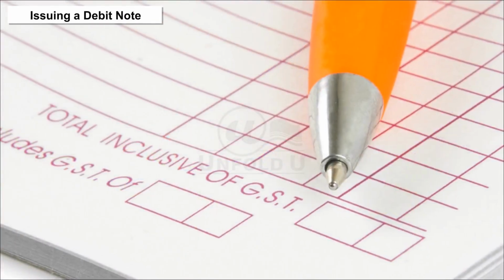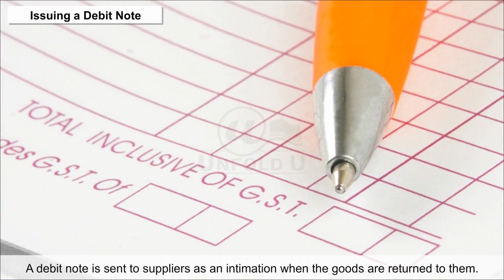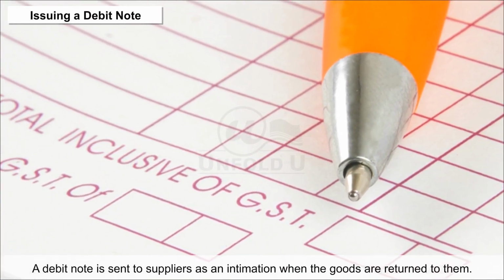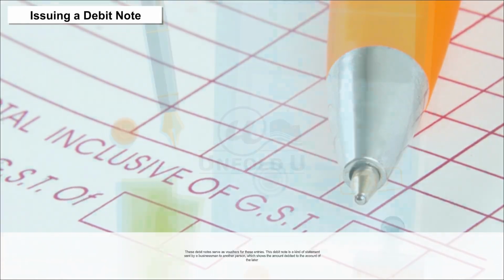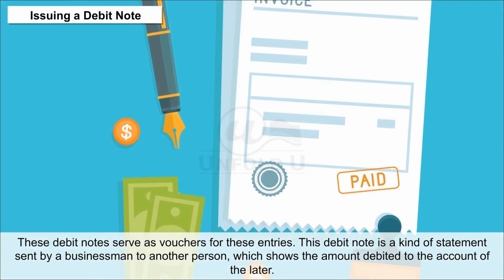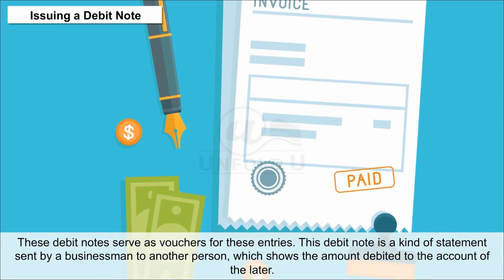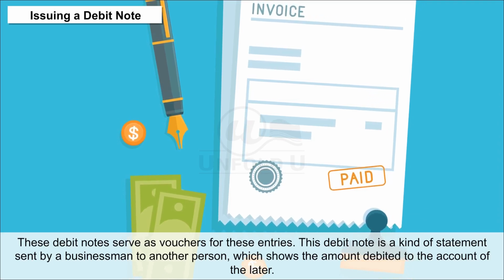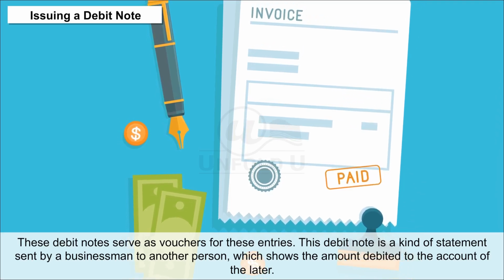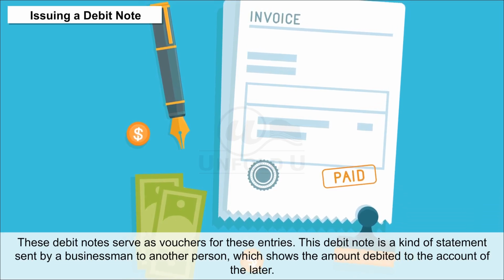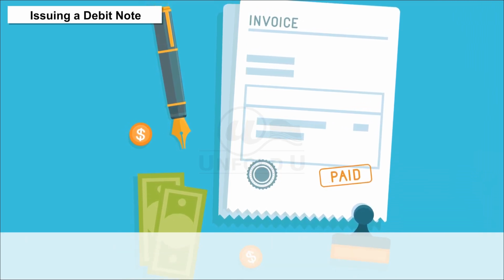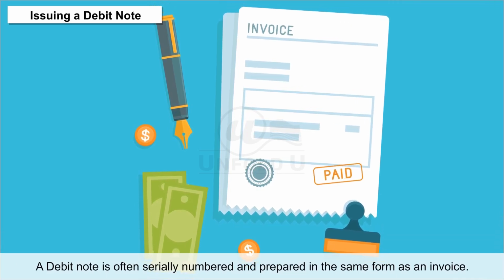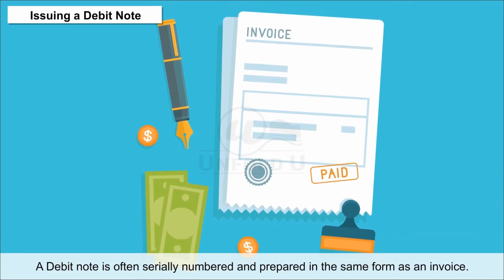Issuing a debit note. A debit note is sent to suppliers as an intimation when the goods are returned to them. These debit notes serve as vouchers for these entries. This debit note is a kind of statement sent by a businessman to another person which shows the amount debited to the account of the latter. A debit note is often serially numbered and prepared in the same form as an invoice.